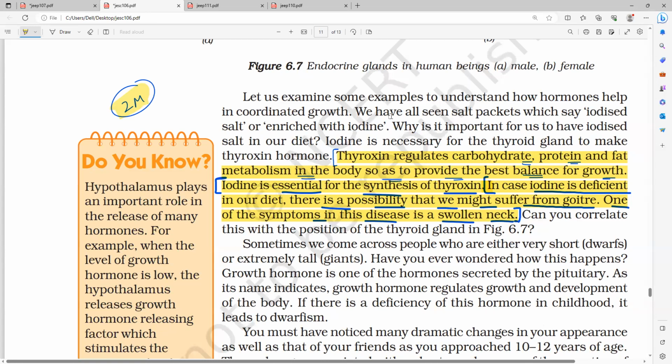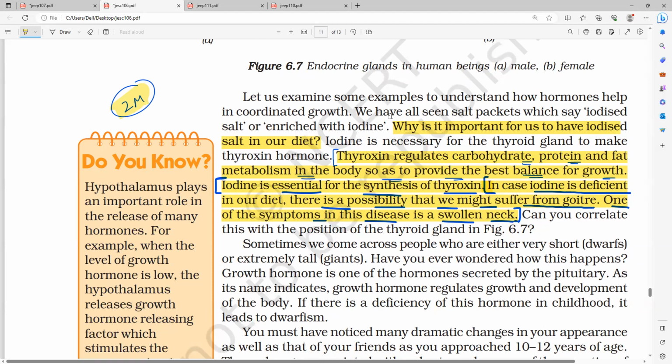Even the question is here directly: why is it important for us to have iodized salt in our diet? Iodine is necessary for the thyroid gland to make thyroxine hormone, which is responsible for the metabolism of proteins and fats. And also, if there is deficiency, it is possible to suffer from simple goiter. So that is what you have to remember and write. Are you clear, everybody? This is very, very important.